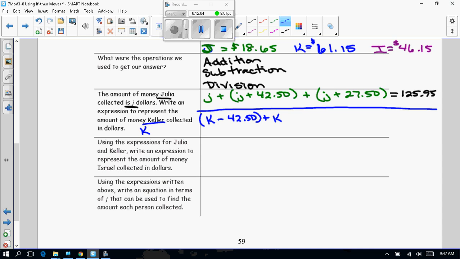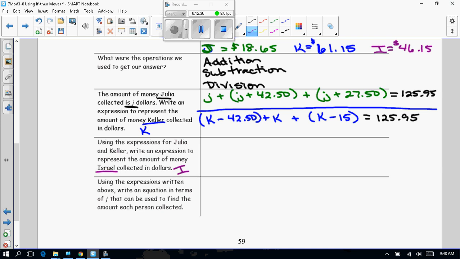And then we could figure out what it is for Israel. It said in the story problem that Israel raised $15 less than Keller. And again, all of this still equals $125.95. Okay? We could do the same thing for Israel. Again, not going to be very original. I'm going to use the letter I for Israel. I'm going to use capital I so it doesn't get confusing.